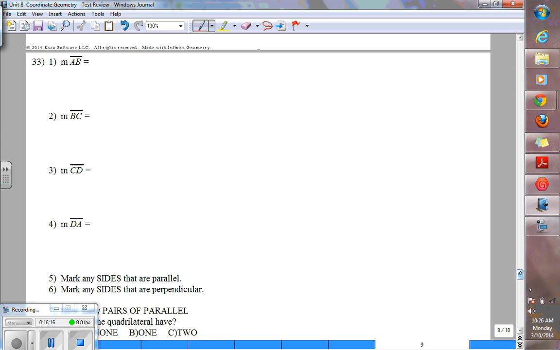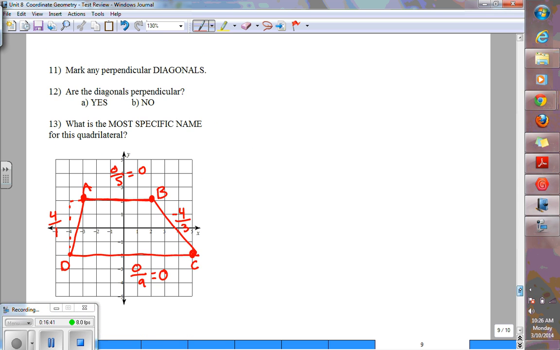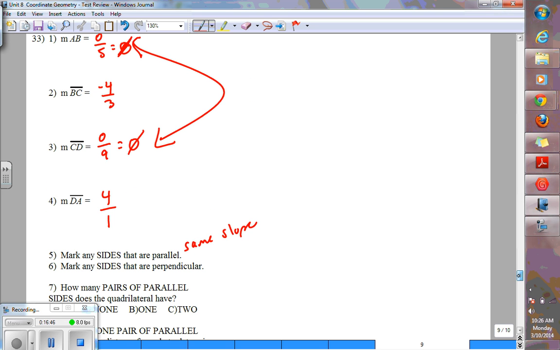I'm going to go ahead and mark these up here. Just 0. Negative 4 over 3. 0 over 9. And 4 over 1. We want to mark any parallel sides. Do we see any with the same slopes? Yes. A, B, and C, D have the same slope. So let's mark those. Do we have any perpendicular slopes, opposite reciprocals? No, we don't have any opposite reciprocals.